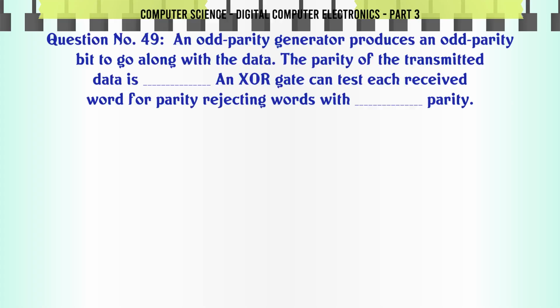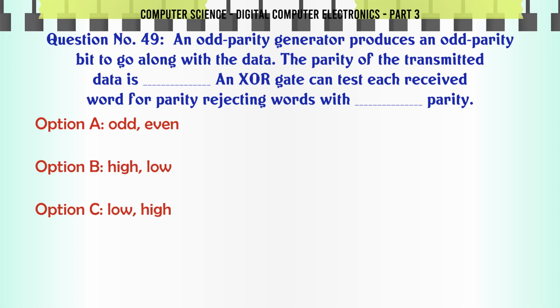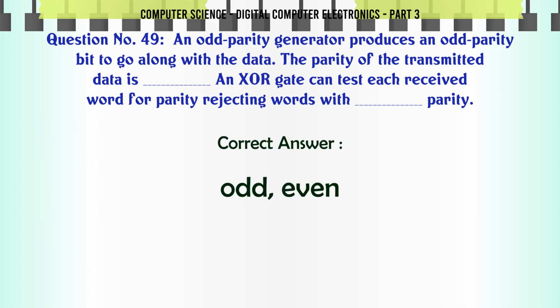An odd-parity generator produces an odd-parity bit to go along with the data. The parity of the transmitted data is blank. An XOR gate can test each received word for parity, rejecting words with blank parity. A. Odd, even. B. High, low. C. Low, high. D. Even, odd. The correct answer is odd, even.